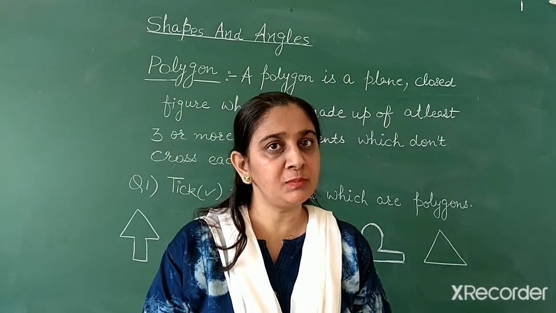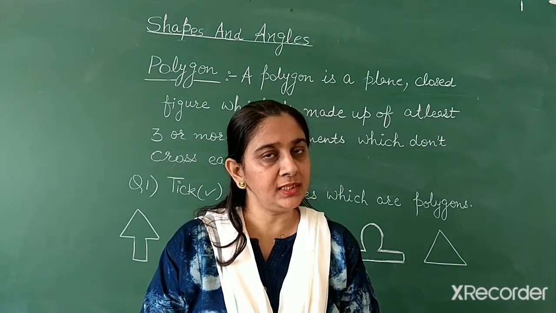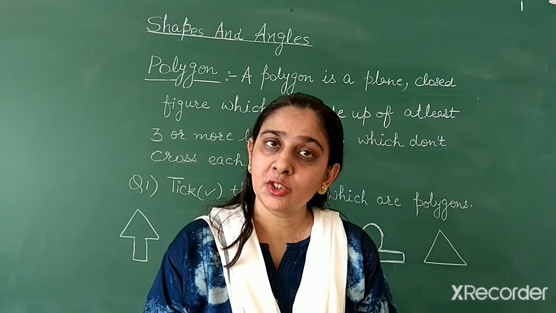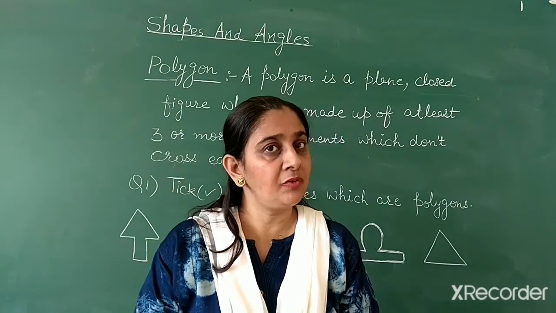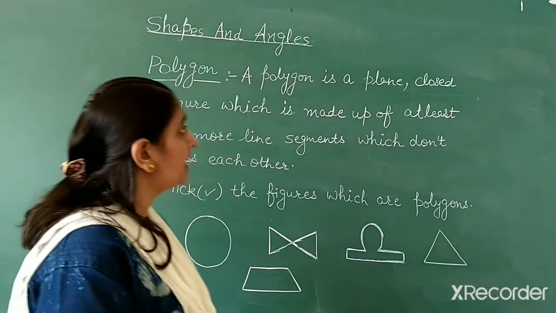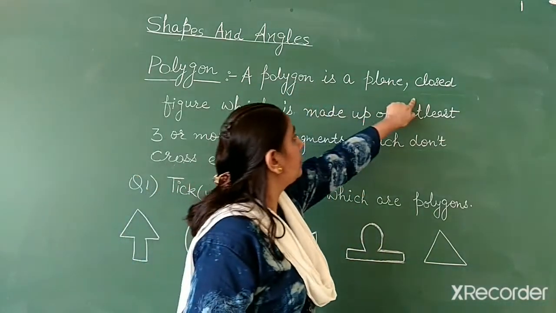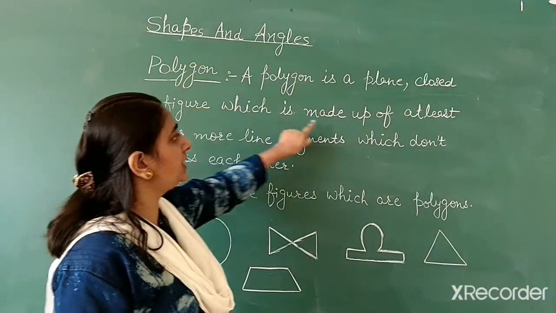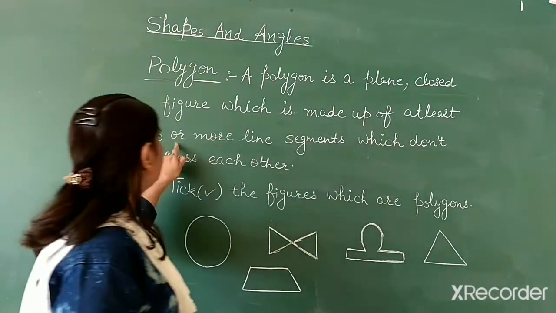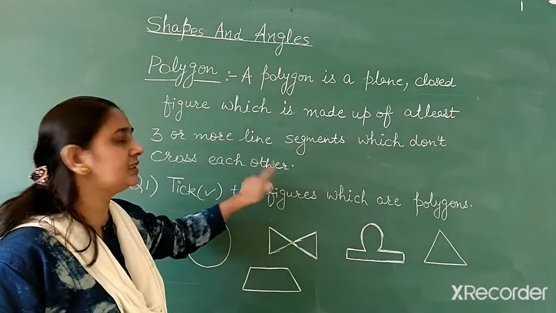The word polygon is made up of two different words, poly and gons. Poly means many and gons means angles. So polygon means a figure which has many angles. Now let us see what is the exact definition of polygon. A polygon is a plane closed figure which is made up of at least 3 or more line segments which do not cross each other.